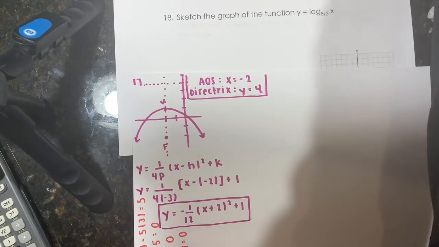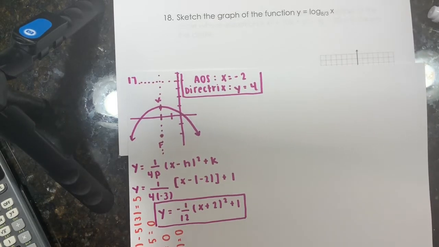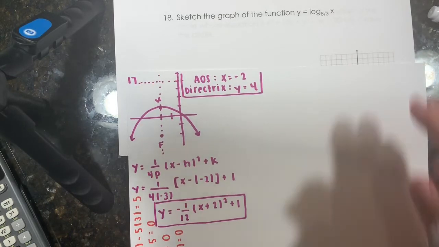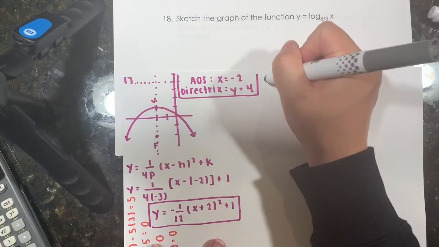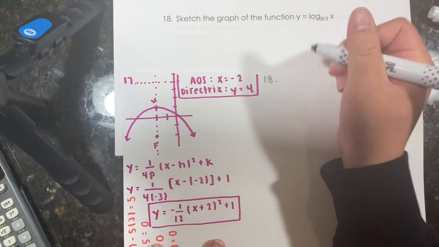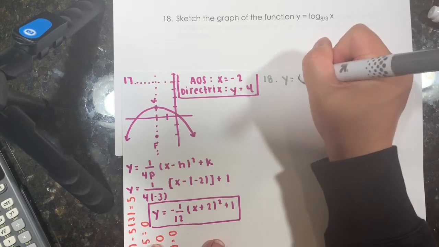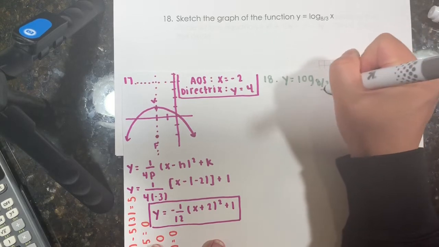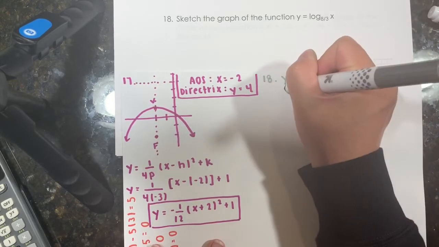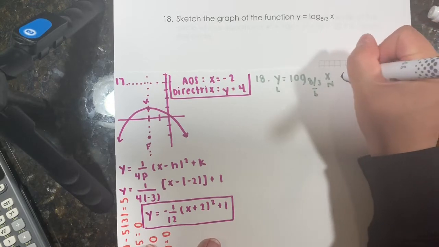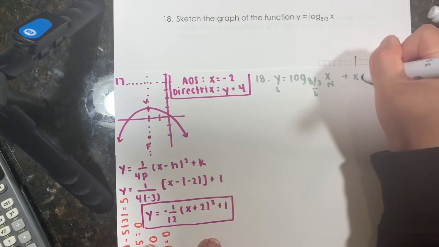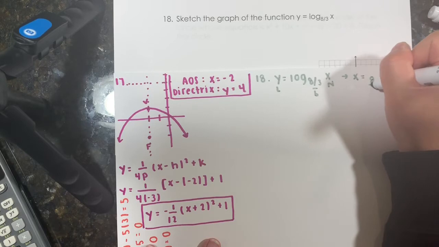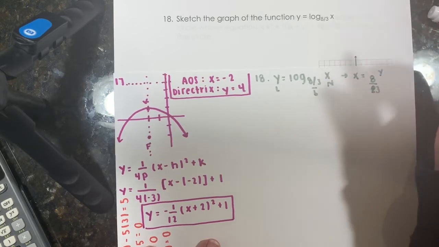Now for number 18, we're going to graph the log. And for this one, what you want to do is convert this from logarithmic form to exponential form. So y equals log base 8/3 of x. So this is my base, this is my number, this is my exponent. So when rewritten, it's going to be x is equal to 8/3 to the power of y.